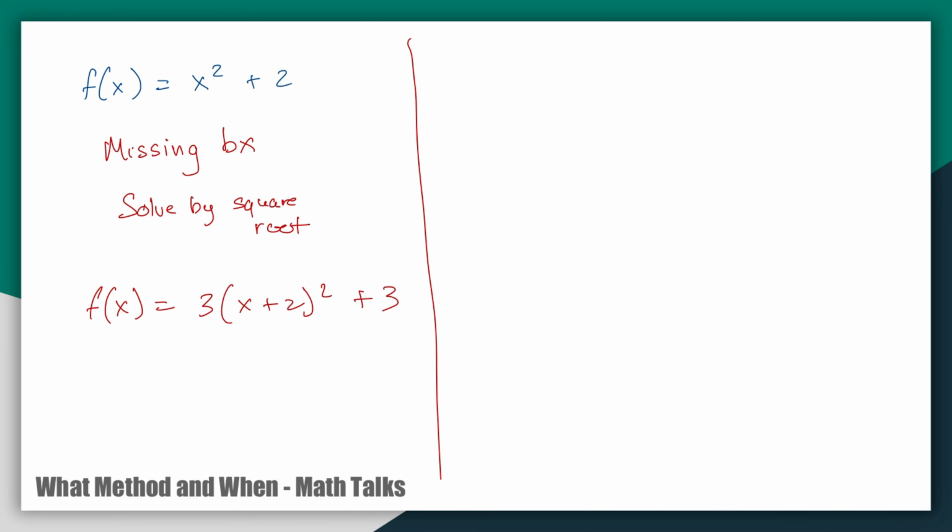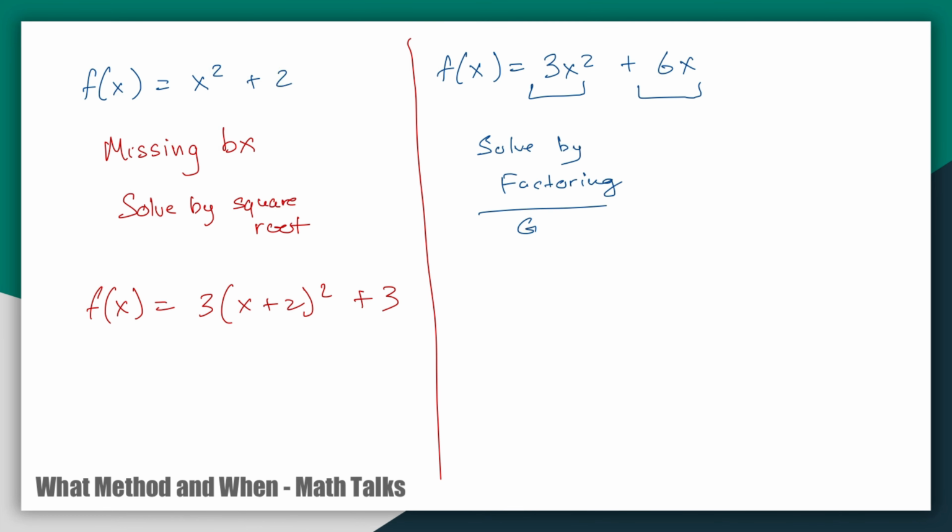Now we could convert vertex form to standard form, but why? Just solve by square root, okay? Now the next one is, what if you have this? F of x equals, let's do, 3x squared plus 6x. Now you could do the diamond method, but notice how there's a missing c value, and you have greatest common factor. So it's solved by factoring, but you're not using the diamond method. You're going to use the GCF.